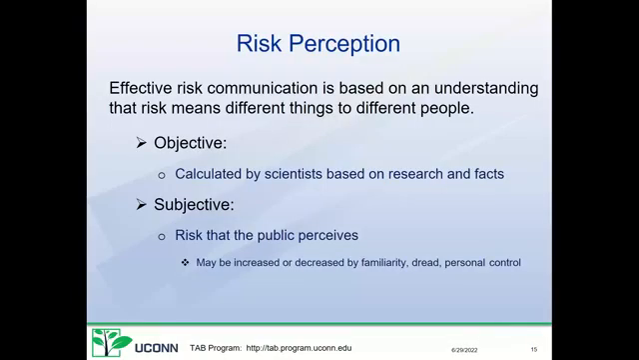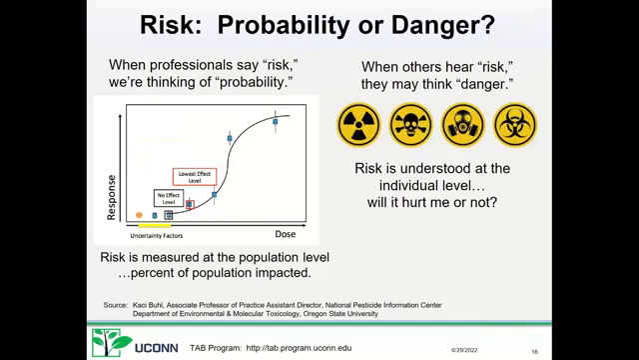Effective risk communication is based on an understanding that risk means different things to different people. Risk perception is based on emotions, facts, experience, and uncertainty. There's a clear distinction between objective risk and subjective risk. Let's take a closer look at that now.